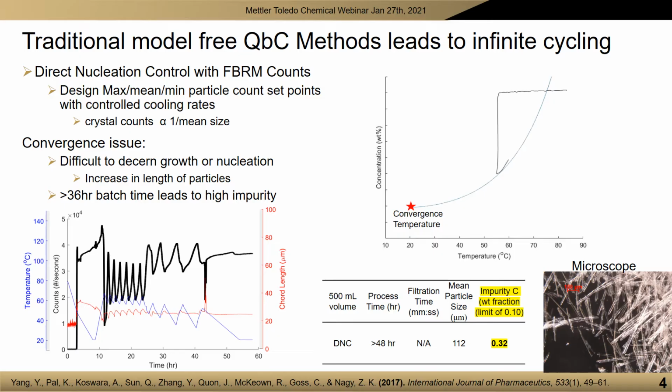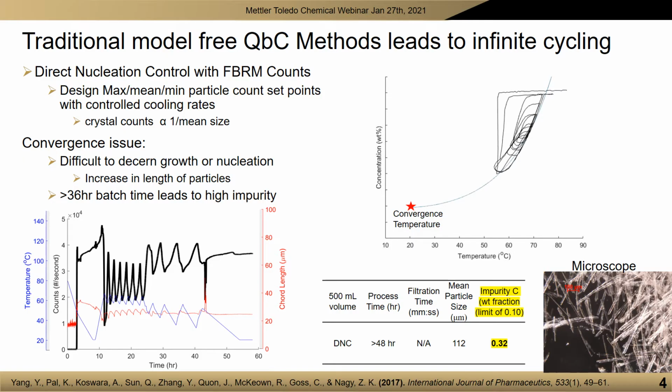However, there are times in which the process will not converge, leading to infinite cycles. The cause of infinite cycling can be explained by the rapid increase in aspect ratio of the needle particles by growth. The FBRM would detect such change as nucleation, which can prematurely trigger dissolution from the feedback control.